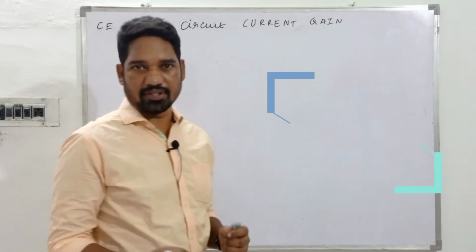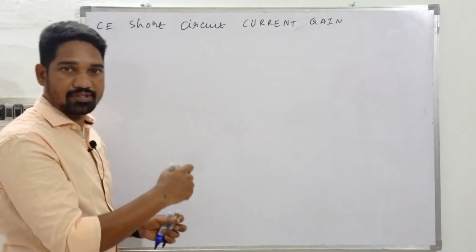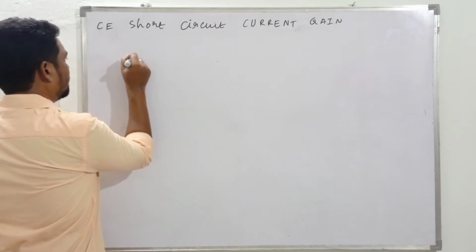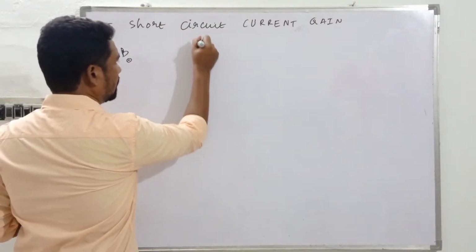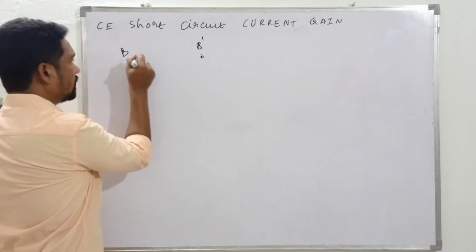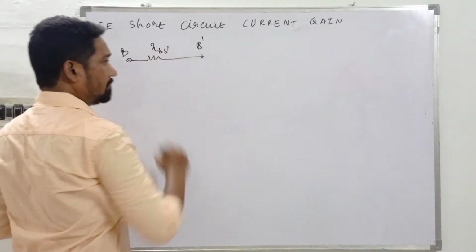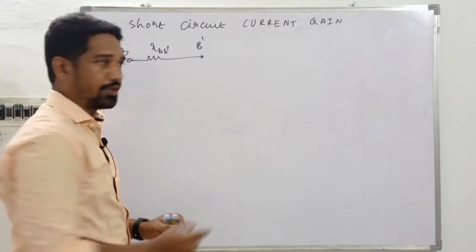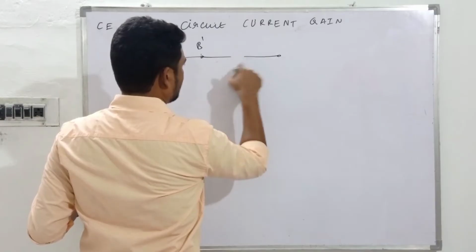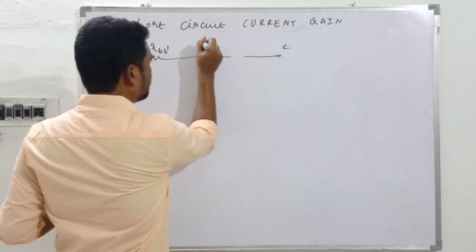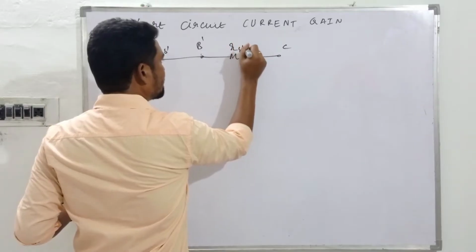And where do we start from? The analysis should start from the hybrid pi model, isn't it? So once again, we have to consider the hybrid pi model. Let this be the base and that virtual base B dash. So what comes in between over here? It's R B B dash, the base spreading resistance. And between the virtual base B dash and C, it's R B dash C, isn't it?